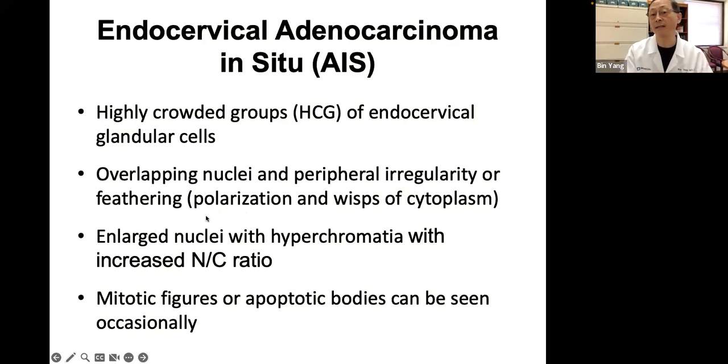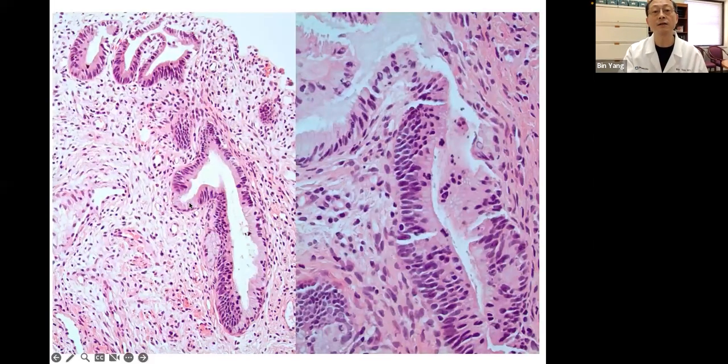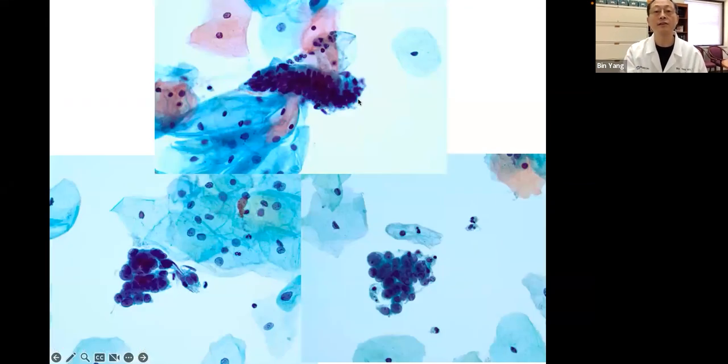These reflect the polarization and wisps of cytoplasm. You've got enlarged nuclei with hyperchromasia and increased NC ratio. Mitotic figures and apoptotic bodies you can see, but not often. So here's a histology. You've got half normal glands, and then a stratified glandular atypia, enlarged nuclei, high NC ratio, mitotic figures, and apoptosis. These are the cytology: HCG, highly crowded hyperchromatic group.